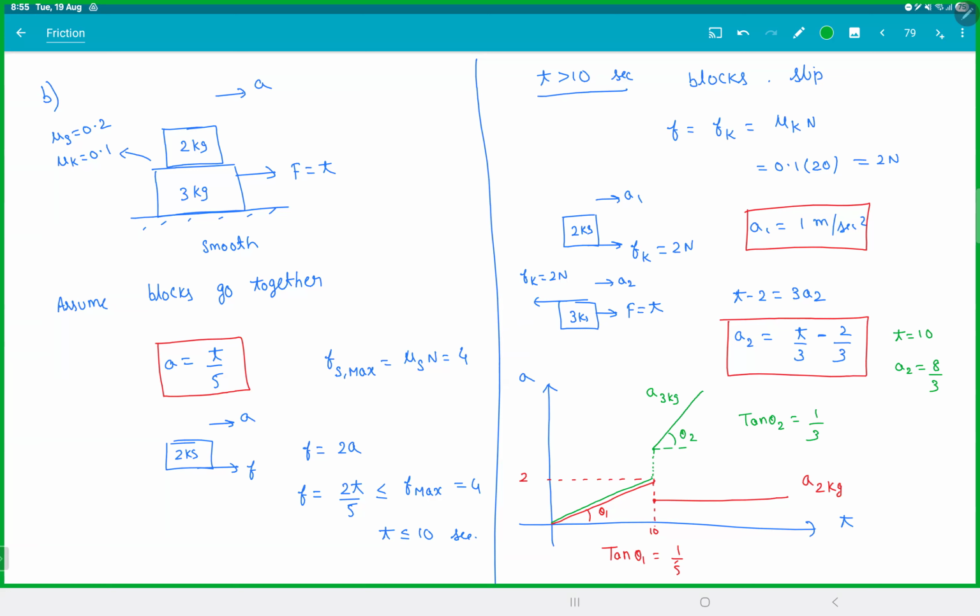So after 10 seconds, the graph values will suddenly get messed up because the friction went suddenly from 4 to 2. So the 2 kg block will start going with a lesser acceleration because the reason the 2 kg is moving is because of friction. Initially, friction was pushing with 4. Now suddenly it pushes with 2. So the acceleration suddenly drops.